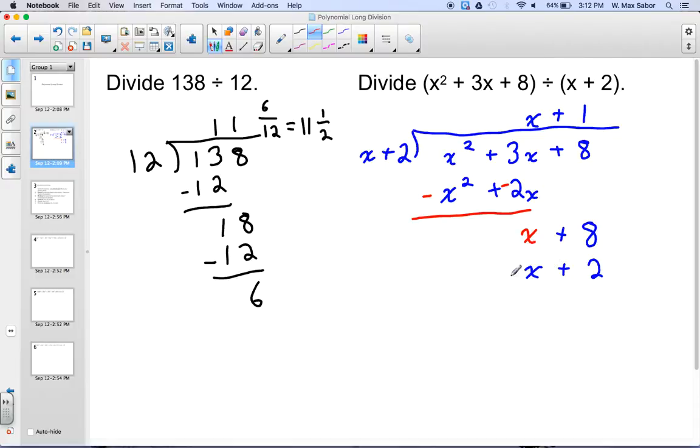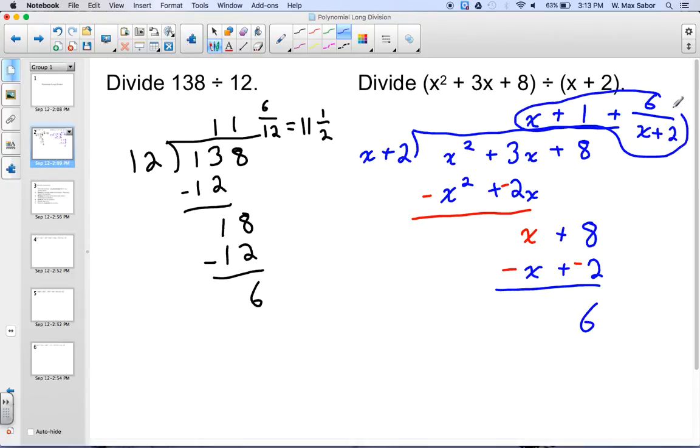Just as before, we're going to subtract the whole thing. So we're left with x minus x is 0. 8 minus 2 is 6. So plus 6 over our divisor, x plus 2. So the result is x plus 1 plus 6 over x plus 2. Everything that we did on the left, we did on the right. And these were picked specifically because if, say, x was 10, then these would be exactly the same problem. This would be 10 squared, or 100, 3 times x, which is 30, and 8. 138 divided by 12.